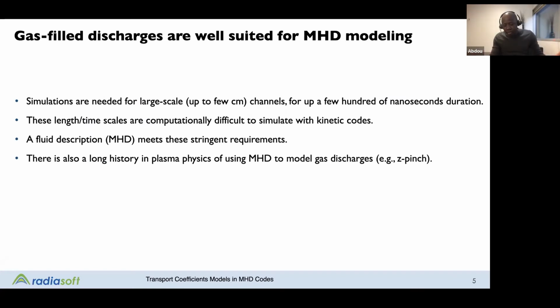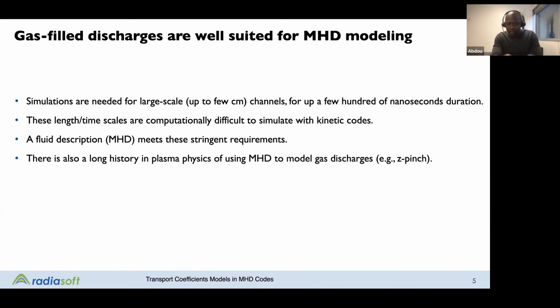Now, people are using larger capillaries, because in that experiment the diameter was about 400 micron. Right now, people are generating larger capillaries, for example, up to centimeter scale. And so what we would like is to develop tools that can help in designing and analyzing experimental data. The requirement that we have here is to be able to run centimeter scale channels, and we also want to run these up to a few hundred nanoseconds.